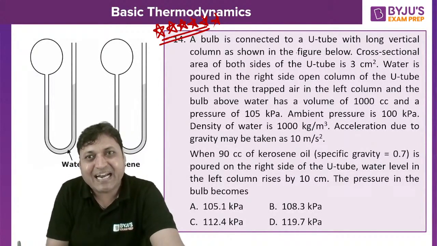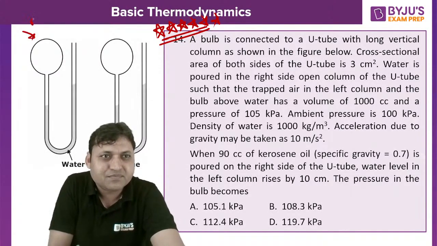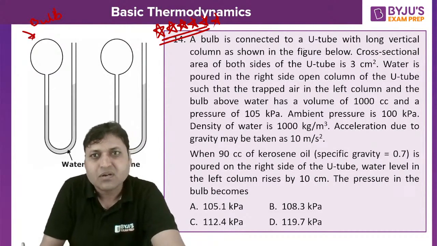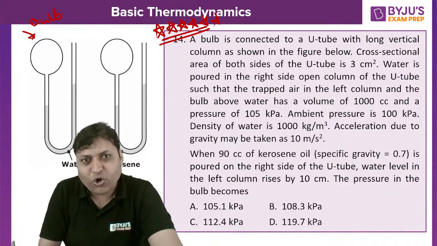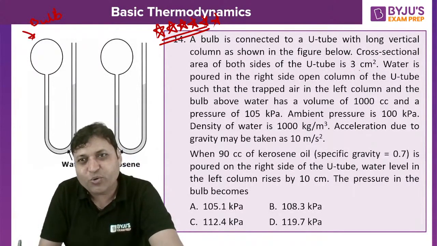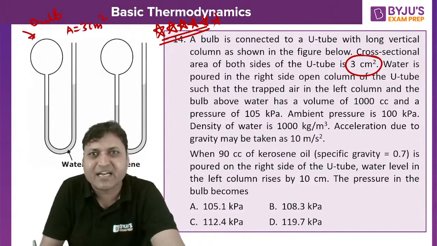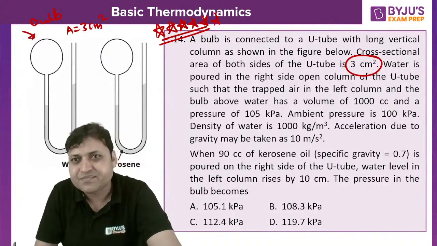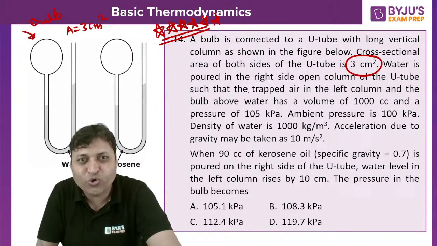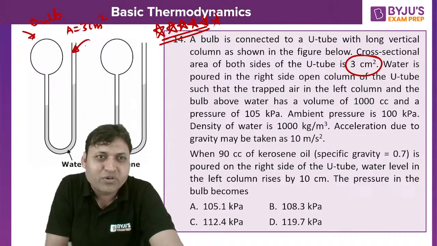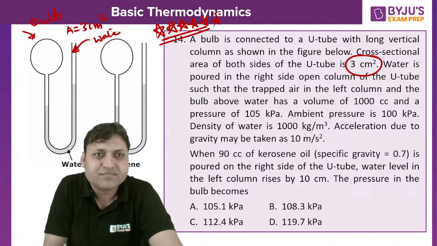A bulb is connected to a U-tube with a long vertical column as shown in the figure. This is the bulb. Cross-sectional area of both sides of the U-tube is 3 centimeter square. That is A, 3 centimeter square. That is the cross-sectional area, which is constant. Water is poured in the right side open column of the U-tube. Here the water is poured. This is water.